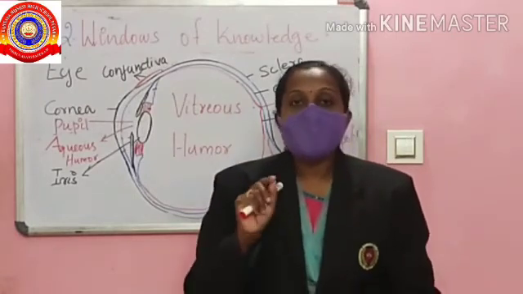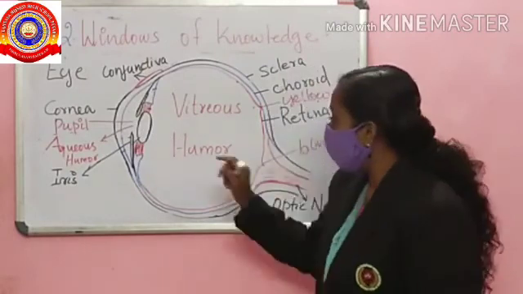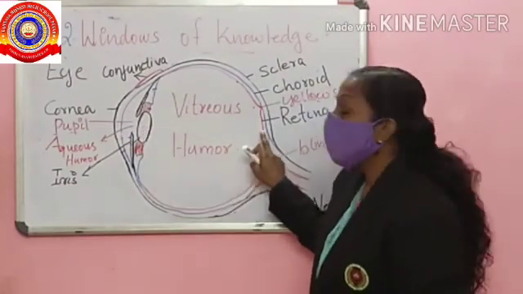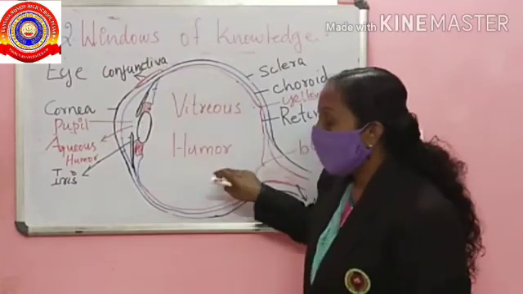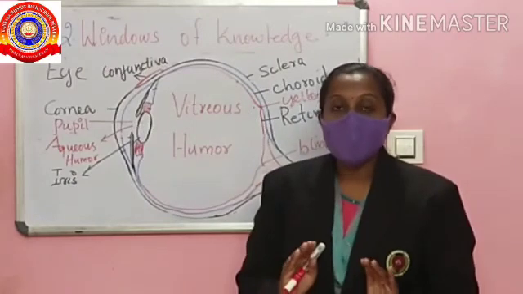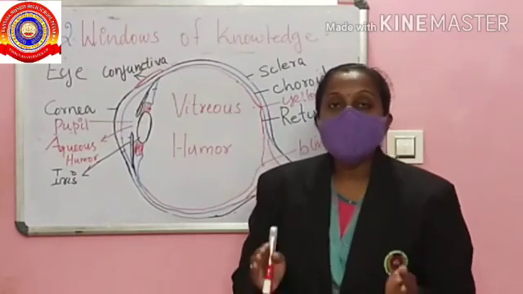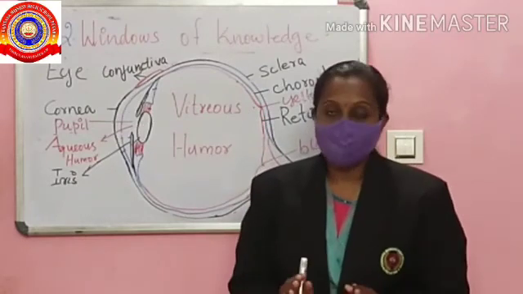Once again, vitreous humor is seen between the lens and the retina. It is a jelly-like substance. The function of vitreous humor is it maintains the shape of the eye.